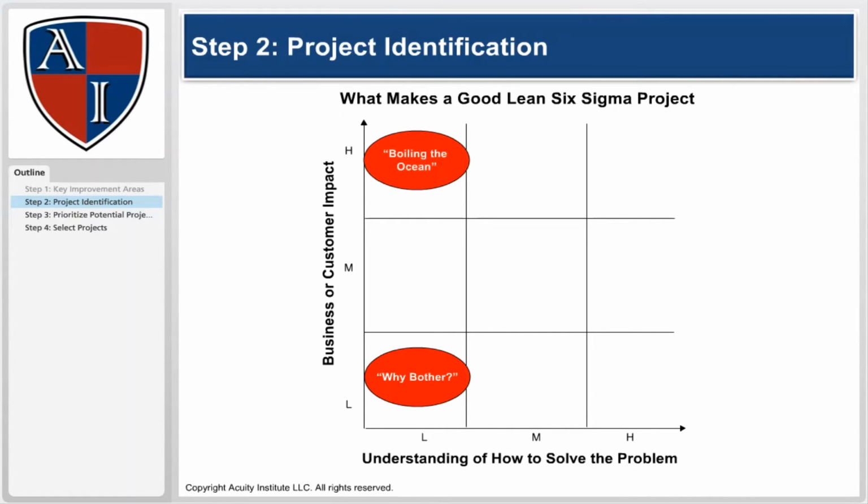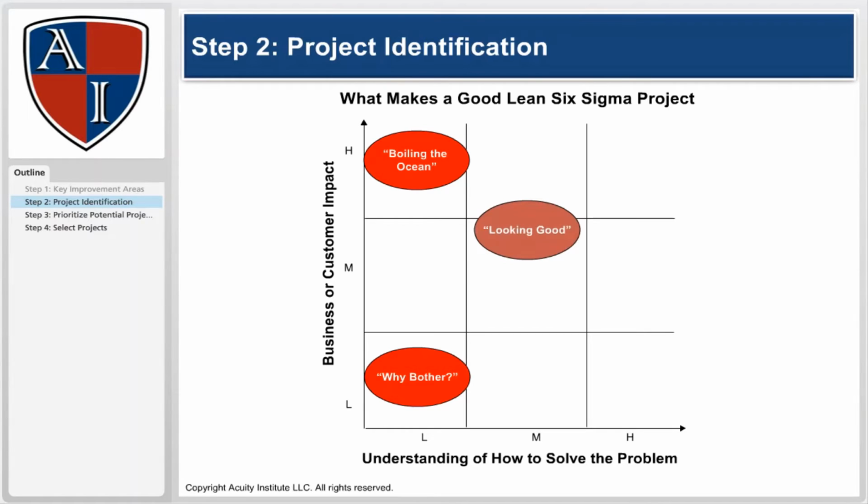The next type of project is called boiling the ocean. This is where you have a low understanding of how to solve the problem and you have a high impact on the customer or business. The challenge with this type of project is it's relatively large, meaning you're boiling the ocean. It's a very big endeavor. If this is the case, we recommend trying to break up the project into multiple improvement opportunities.